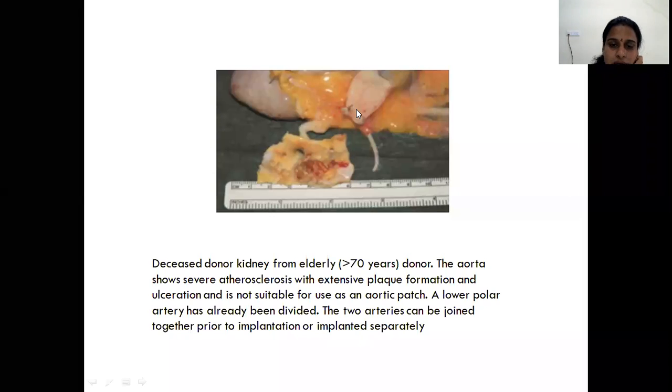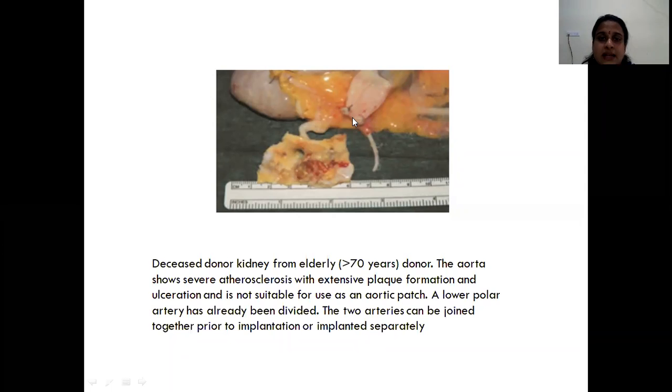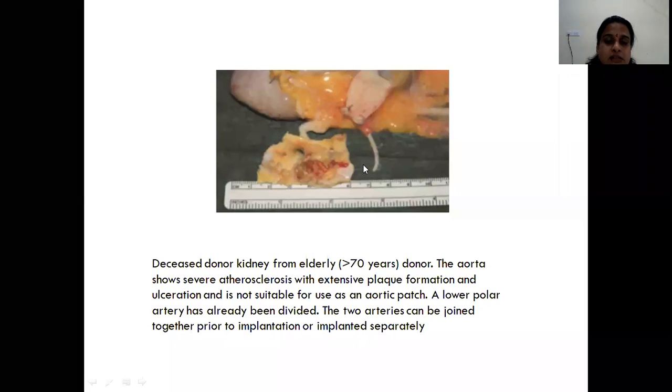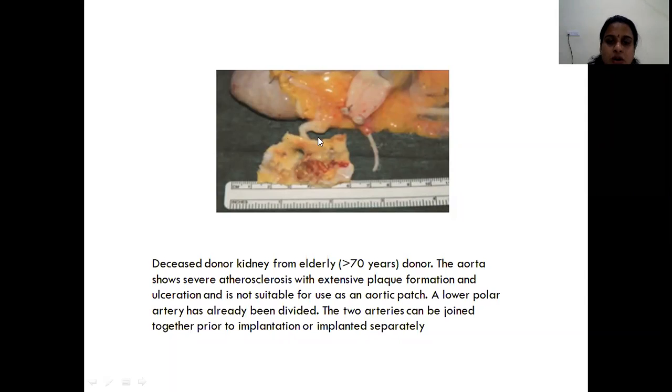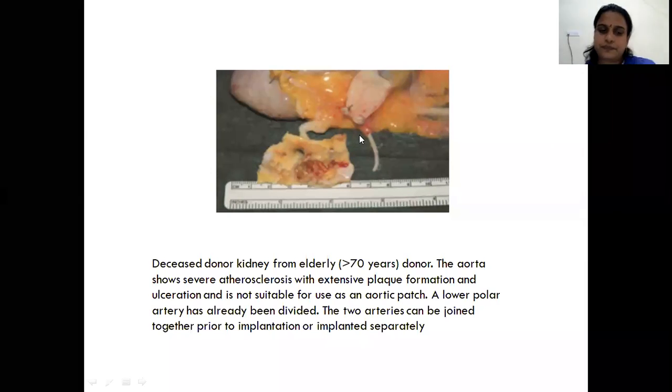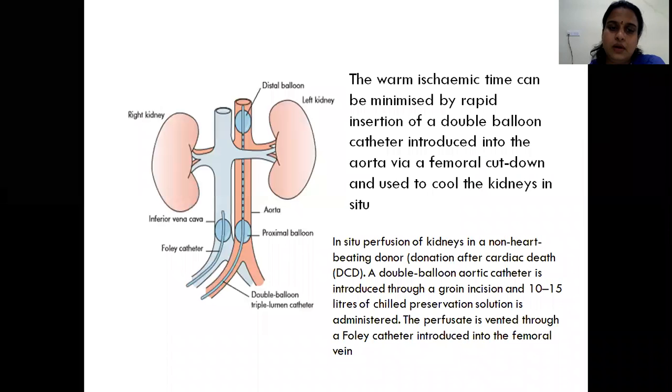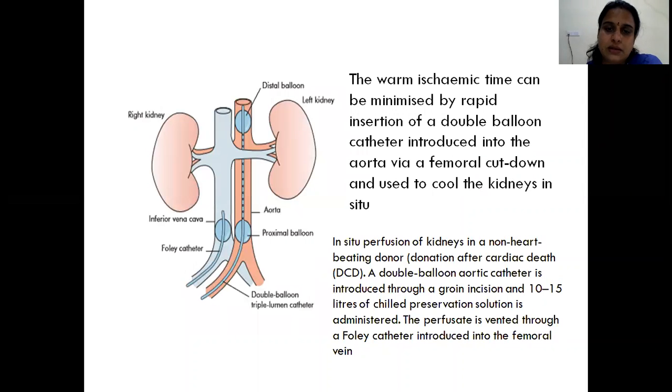If the deceased donor is greater than 70 years of age, it is not a contraindication for removing the organ, but you have to take care to eliminate the part of the aorta that has atherosclerosis. So the aorta shows severe atherosclerosis with extensive plaque formation and ulceration. This is not suitable to use as an aortic patch. So then you will not take an aortic patch, and a lower polar artery has to be divided. Okay, so how do you implant?